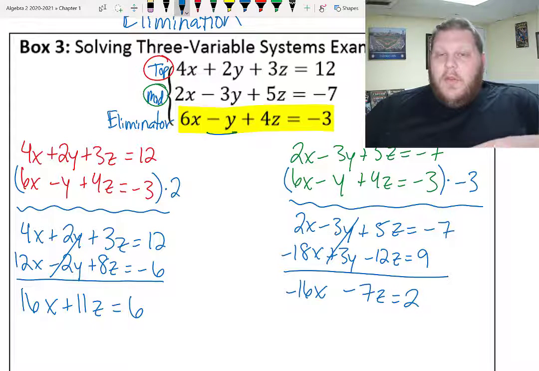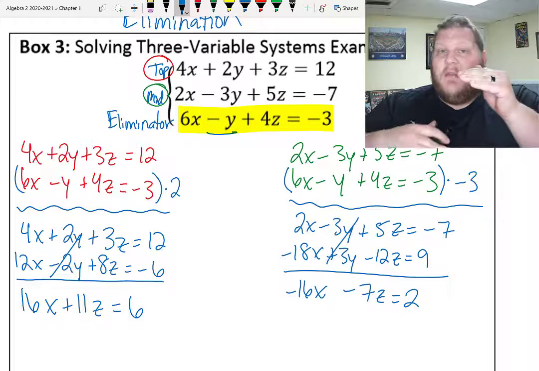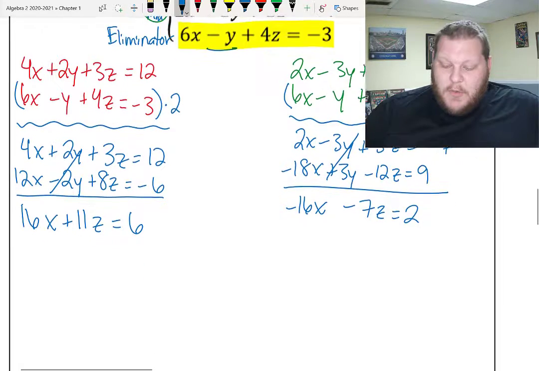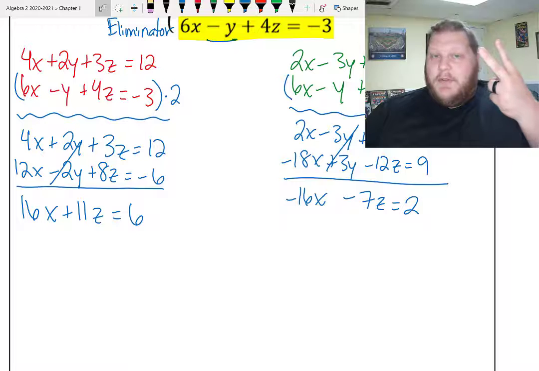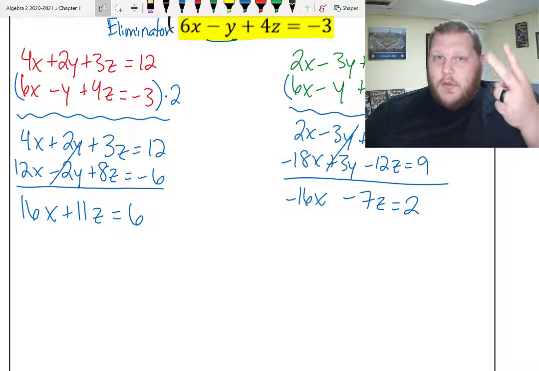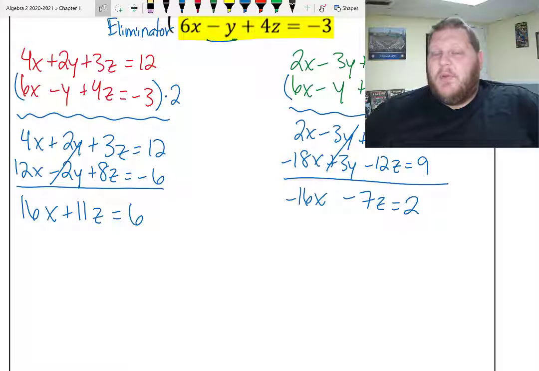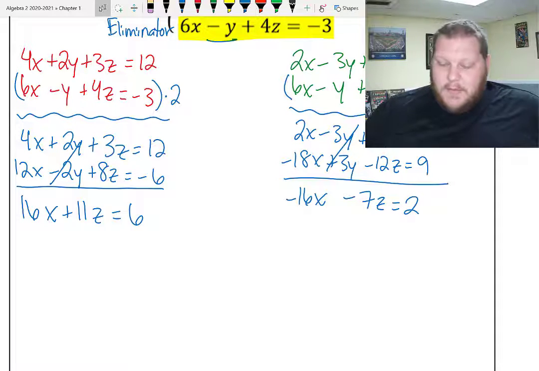So that's the three variable part of this problem. I've taken what I have for three variables, three equations, and if you look at what we're left with now, those bottom two equations are two variables with two equations, which is this exact same problem we started with on the front side of our notes, the very first two boxes that we did.